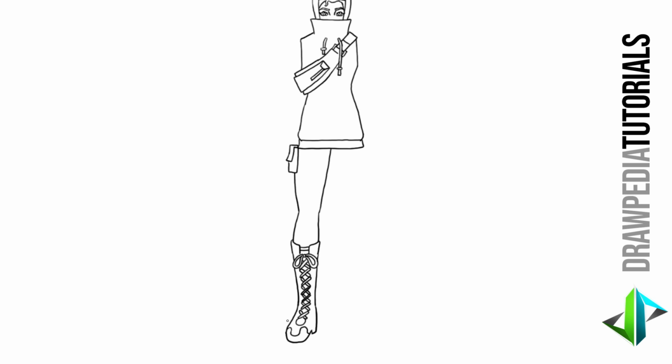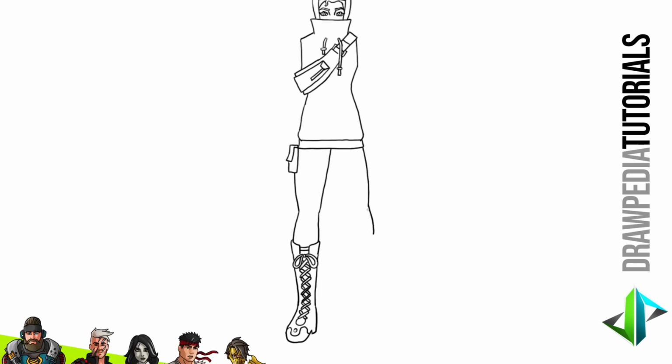At the front tip of the shoe, I'm going to draw a small circular shape at that corner. I'm going to mirror the same shape of her leg on the right side.